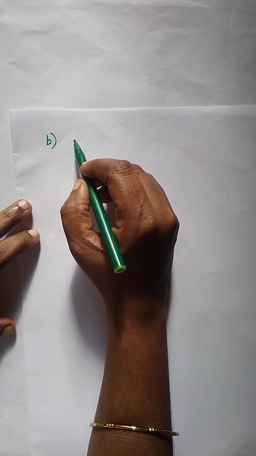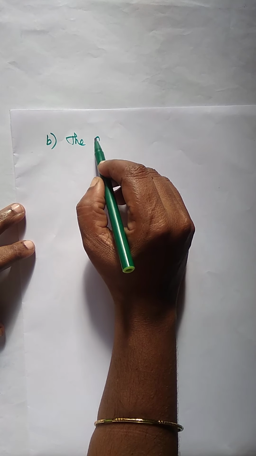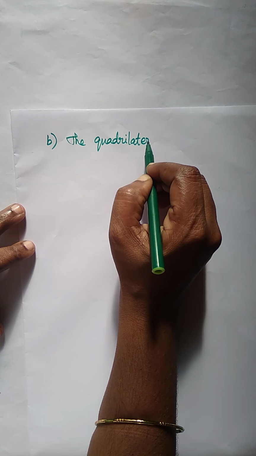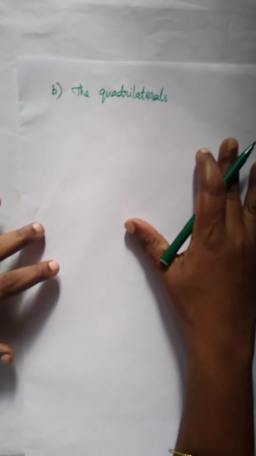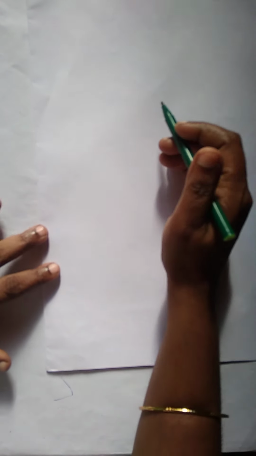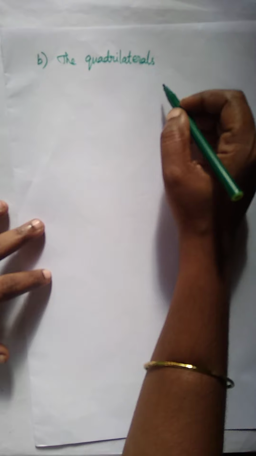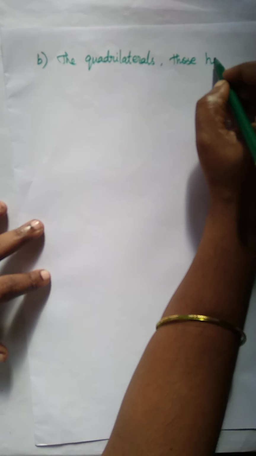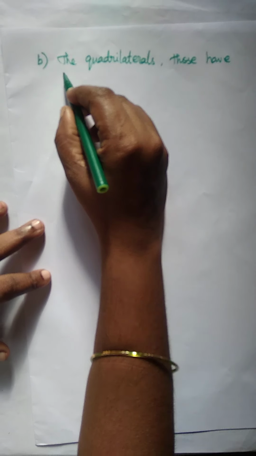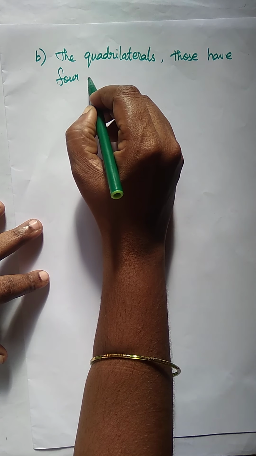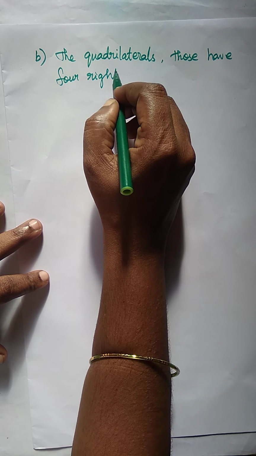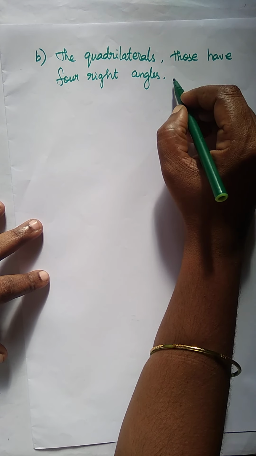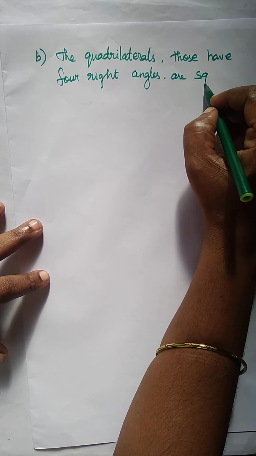So in subdivision B, the quadrilaterals that have 4 right angles are square and rectangle.